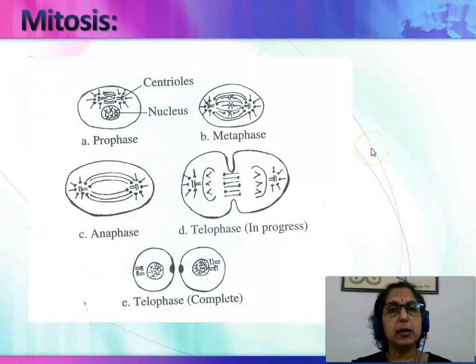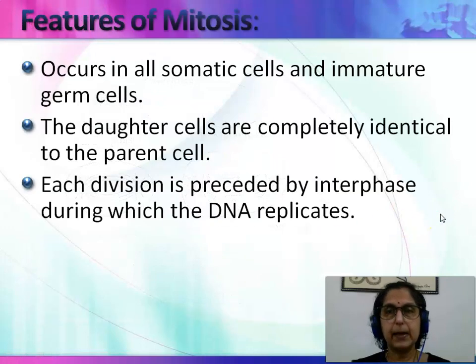Another picture showing us the different stages of mitosis. So what we see here is the prophase stage, the metaphase, the anaphase and the telophase. And when the telophase gets completed, we see the two newly formed daughter cells. Now let us see what are the features of mitosis.